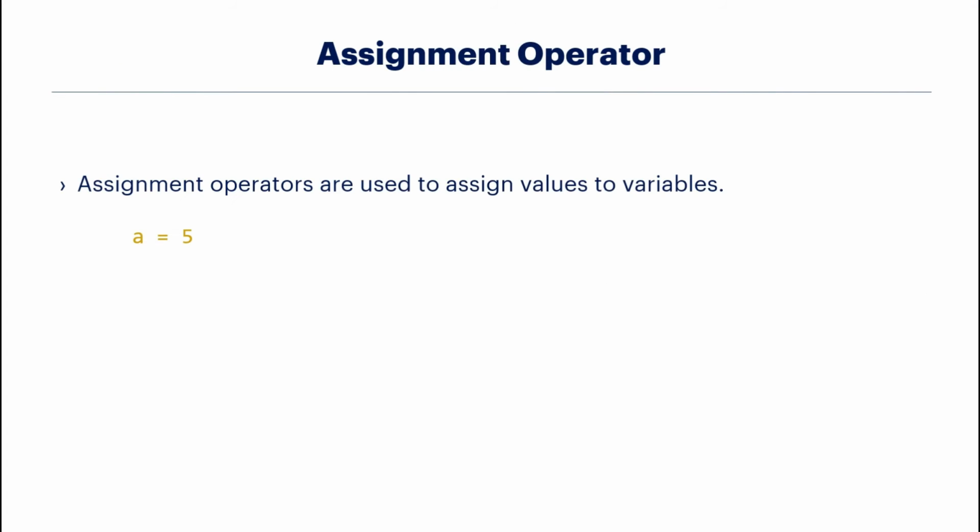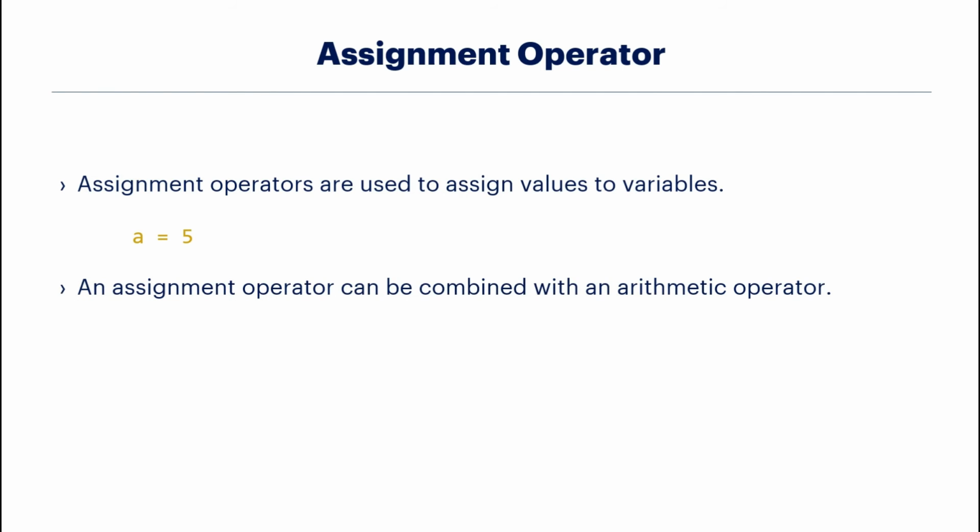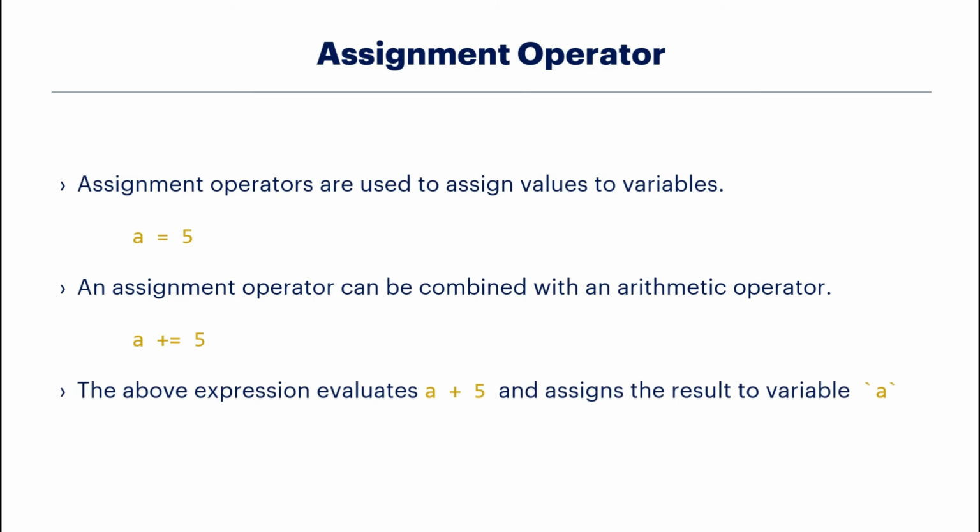Assignment operator. We have seen the common assignment operator equal to, which assigns the value on the right to the variable on the left. There are some compound operators in Python such as plus equal to, minus equal to, multiplication equal to, etc. The expression a plus equal to 5 is similar to a equal to a plus 5.